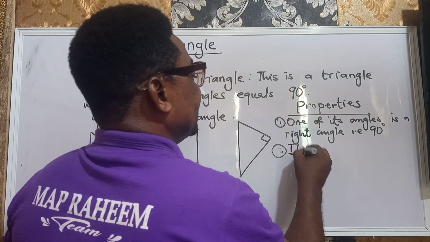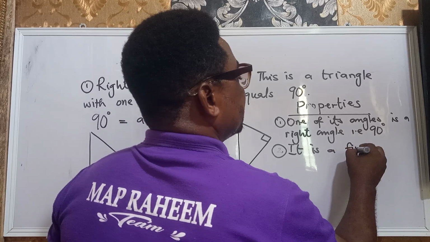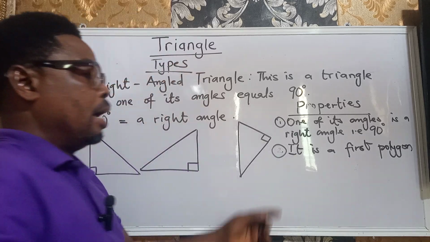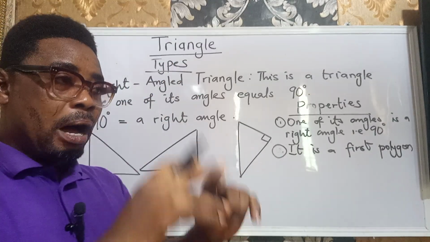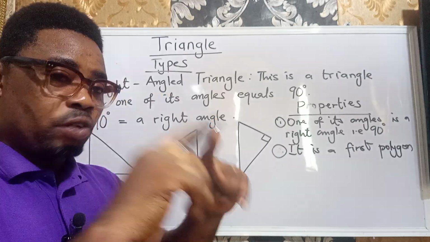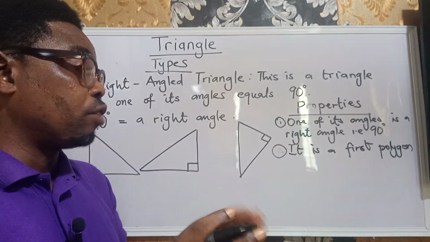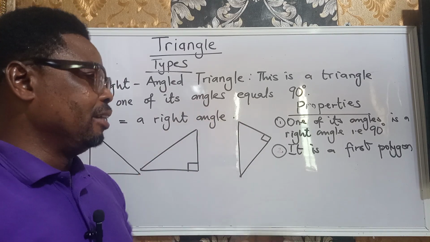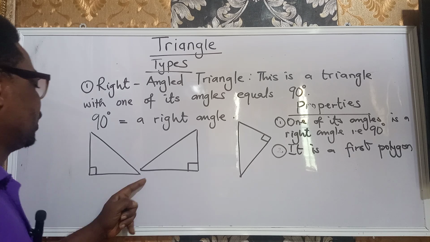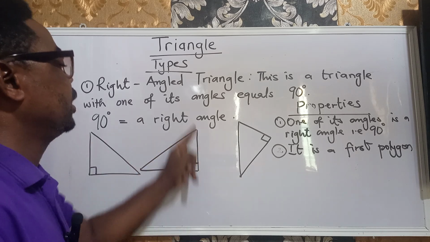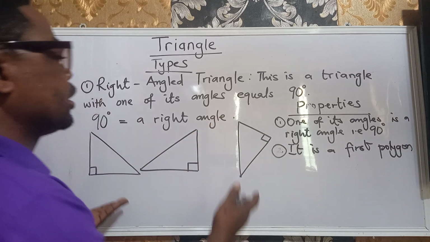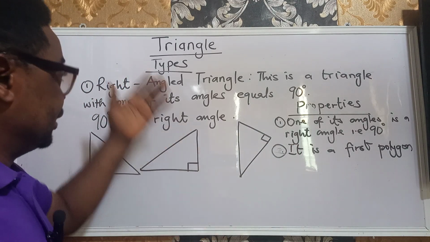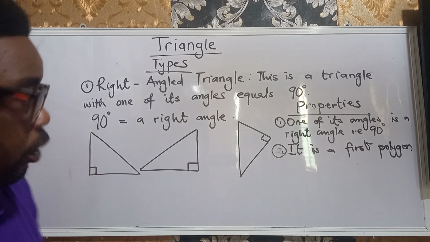Two, it is a polygon. You know, polygons are plane shapes that are bounded with straight lines. You can see this is a straight line, straight line, straight line. So all these are right angles, and these are the extra properties you can add to it. That is the right angled triangle.